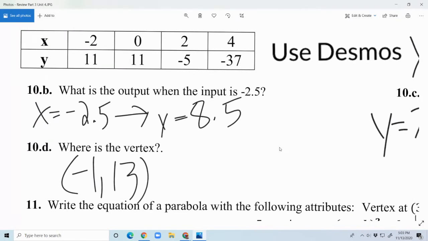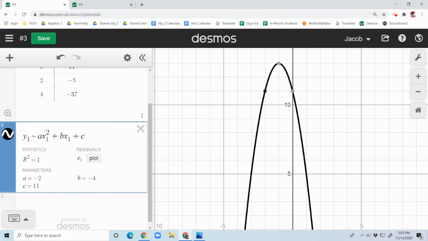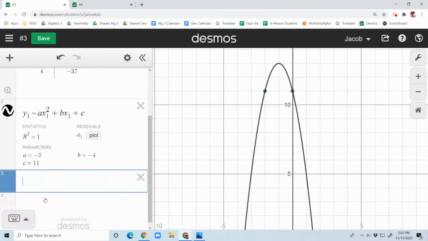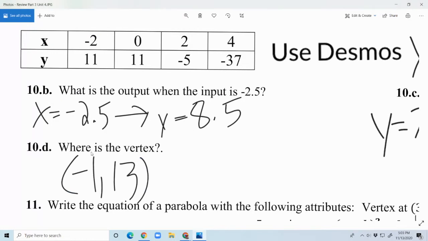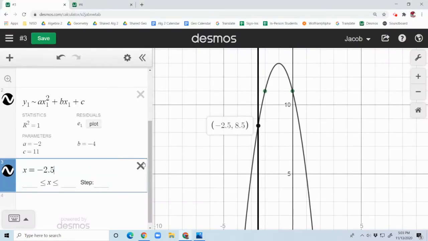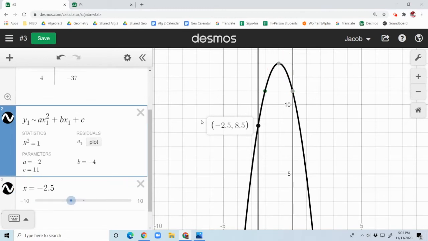Now, there may be follow-up questions like, what is the output when the input is -2.5? So an input value is an x value and an output value is a y value. So it's basically saying, what is y when x is -2.5? All you got to do is go back to your graph, type in x equals -2.5, hit the intersection. You see it's at -2.5 comma 8.5. 10D says, where's the vertex? All you got to do here is just click where the vertex is, and it'll tell you the answer.